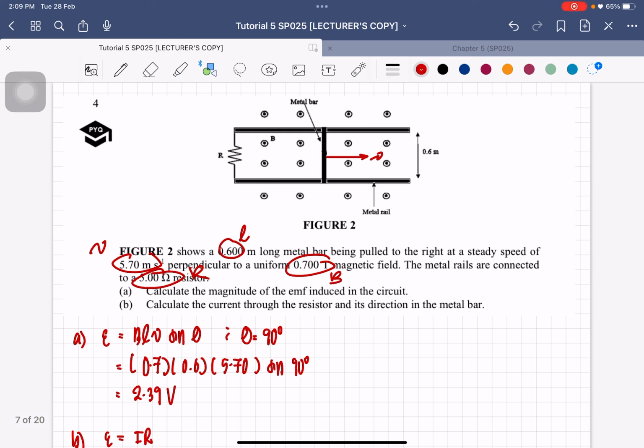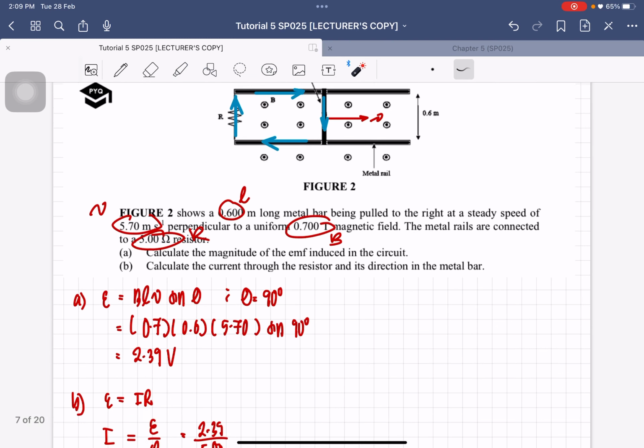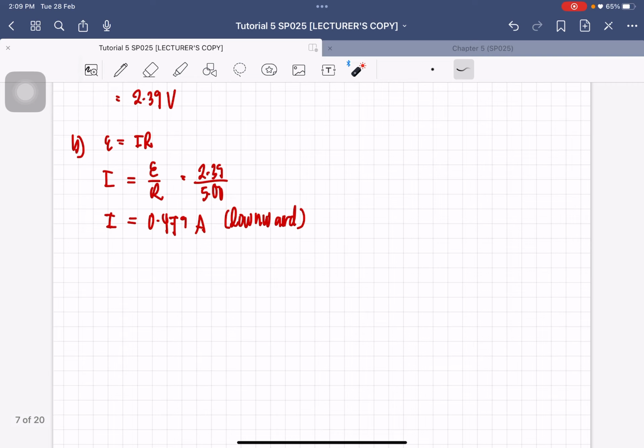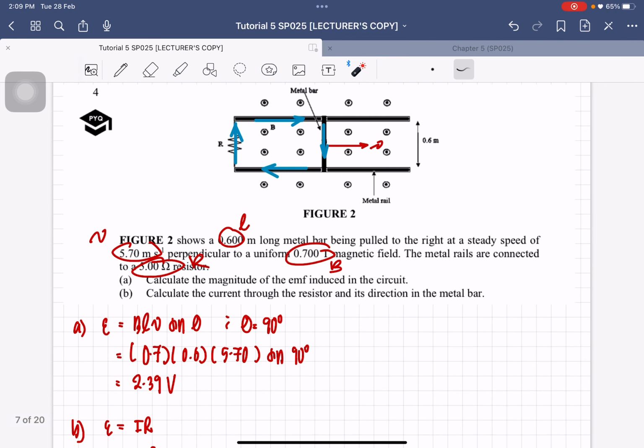If you are confused how do I get it to be clockwise, this is your direction of current. Okay, so this is the direction of current, so it's gonna pass through this here, so it's gonna be clockwise lah. Okay, but up to you, you can either write it as clockwise ataupun downwards. Alright, so that is the solution for question number 4.